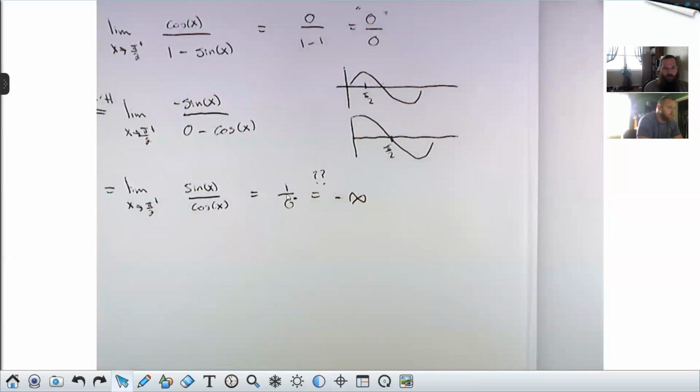So 1 over 0 minus is like infinity, but it's negative because of the minus. And that's because the cosine here is going to 0 in a negative fashion. The easiest way for me to think about it is a tangent function. Yeah, the graph of tangent is definitely the easiest way to do this.